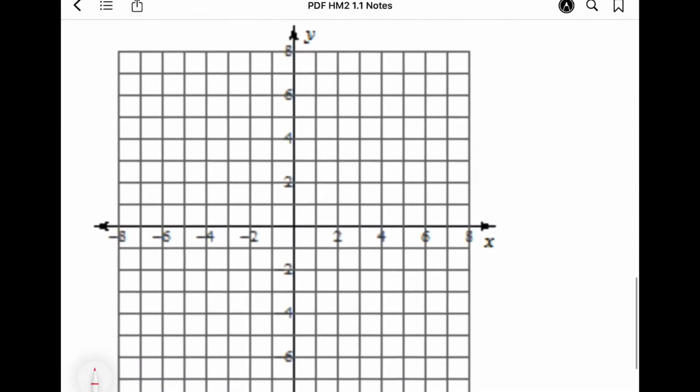So a rough estimate of how this graph looks, just using our intercepts, we got negative 1, 0, and 3, 0, and our y-intercept is 0, negative 3. So it looks close to this.